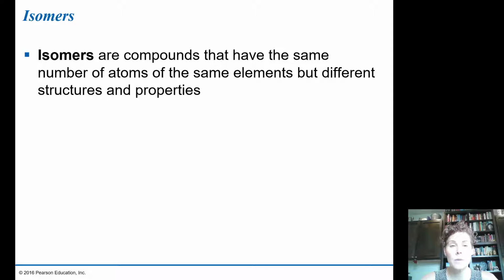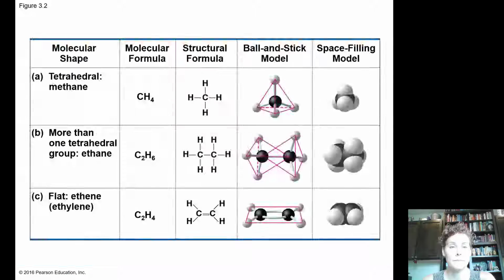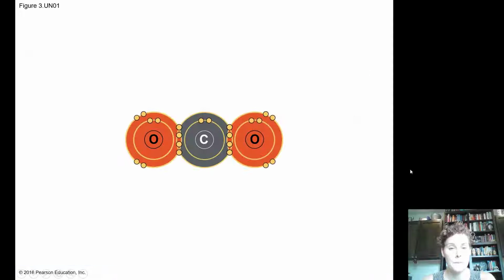Now, another term that you guys are going to have to know is this term called isomers. So an isomer, iso means the same. Isomers are compounds that have the same number of atoms of the same elements, but different structural properties. So its ball and stick model will be different, but it will have the same molecular formula, but its structural formula, ball and stick model and space filling model will look different.